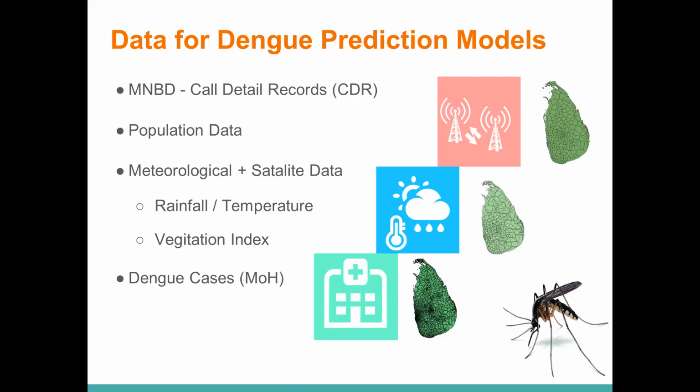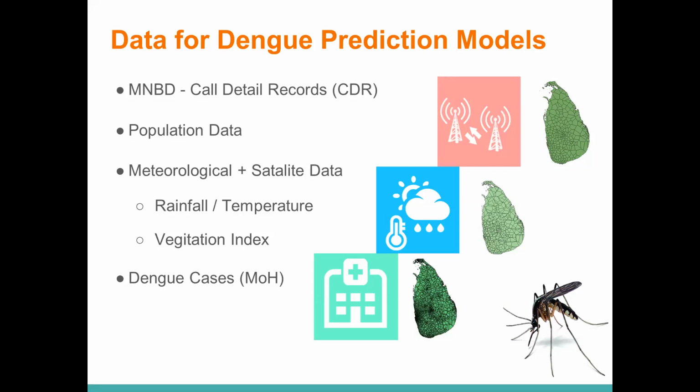If that problem is given to you, what are the data sets that you need to have? I said mobility, because people are moving. It's not the mosquitoes that are taking dengue from Colombo to Jaffna, it's the humans. So we need to have some indication of mobility.